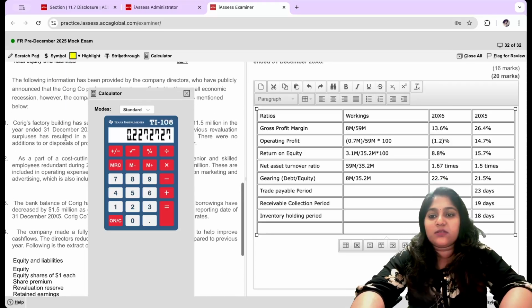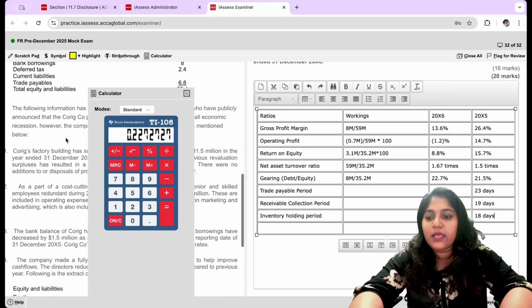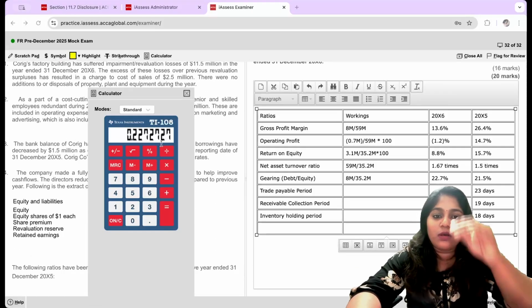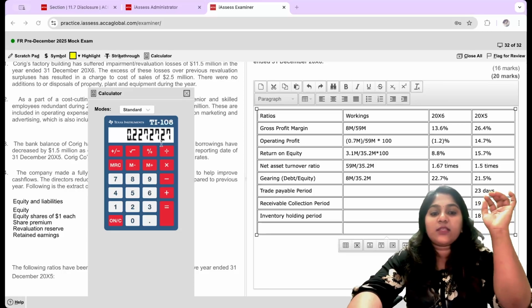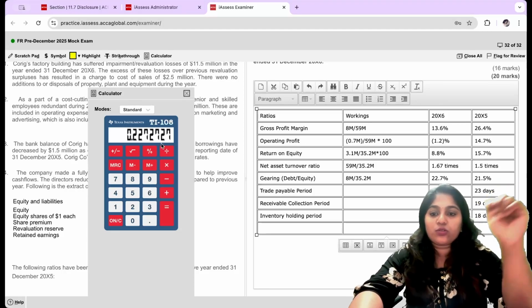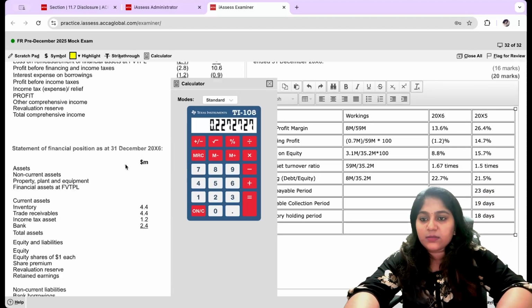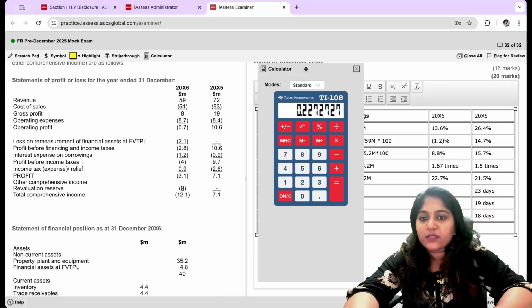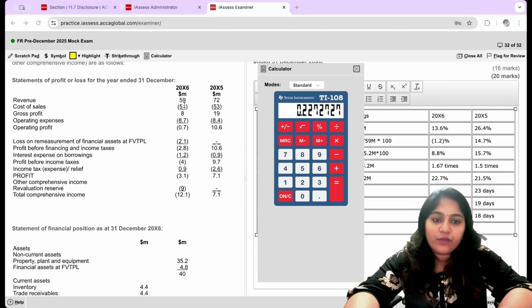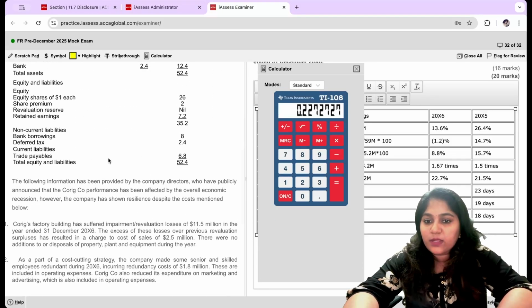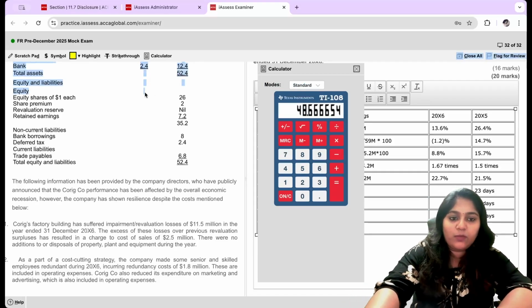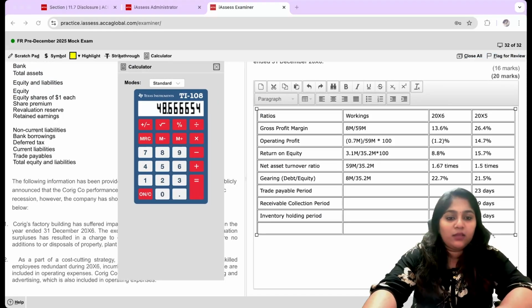Let's calculate ours. Trade payable period. For trade payables I need a few details also here, because I will have to take the value of payables, and I should also know what my cost of sales is. So what is my cost of sales? If you can see, my cost of sales is 51 million. And what is my trade payables? My trade payables is 6.8 million. So I take 6.8 divided by 51 multiplied with 365 days. It's 48.6. When you have 48.6, please consider that as 49 days.